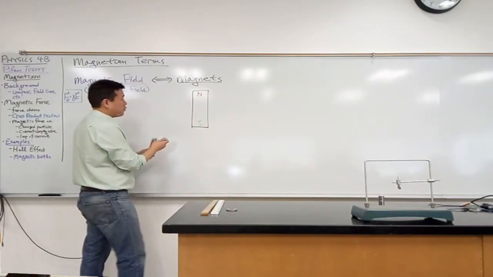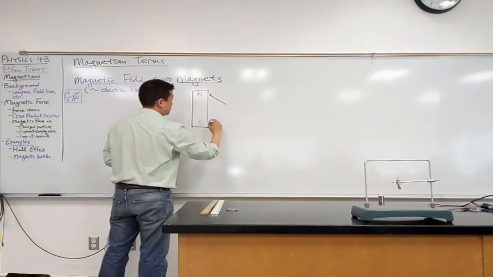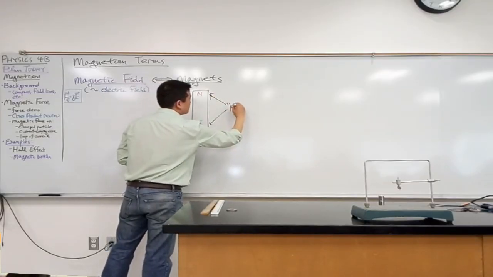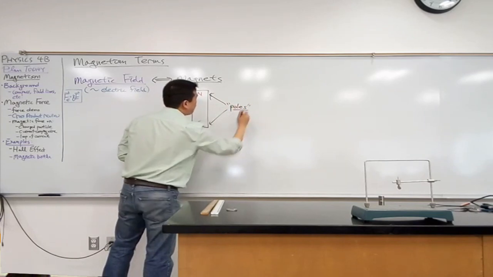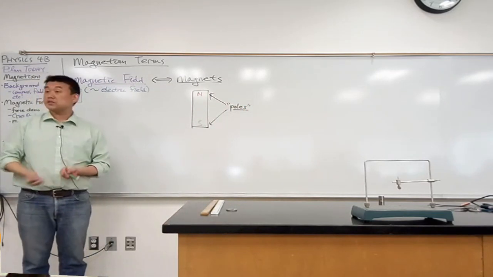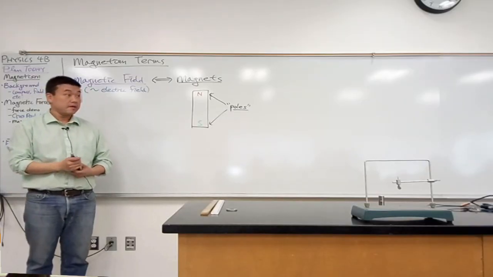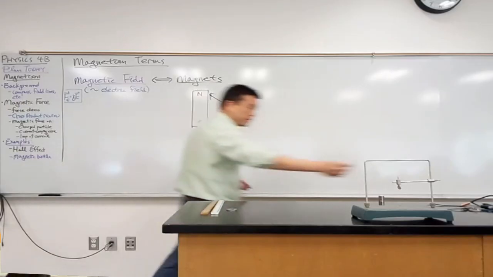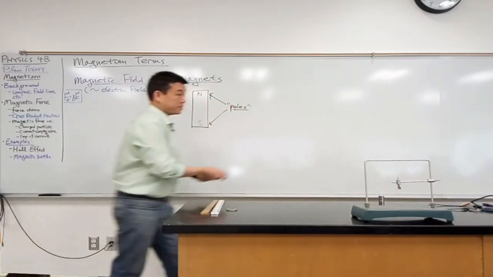So it has these two poles. And I guess there's a reason we call them poles instead of using the same word we used in electricity. In electricity, we would have, so let me draw the analogous version in electricity.